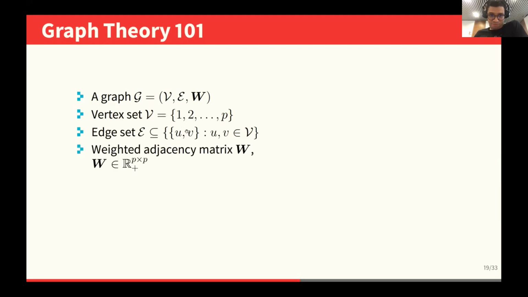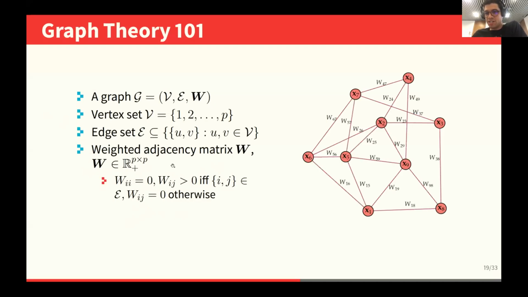What it means is that if there is an element of this set that contains this pair, then there is an edge between 2 nodes. That's what the edge set means. And then, more importantly, there is the adjacency matrix, which is a square matrix with the following properties. It's 0 along the diagonal, which means that there are no self loops in the graph. And then the ij element is positive if and only if this set belongs to the edge set. Otherwise, it's 0. Pictorially, here's a representation of a graph with a few nodes, and you can see the weights represented by the elements of the adjacency matrix around.